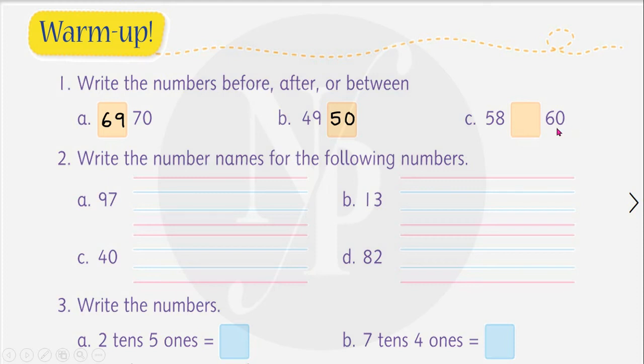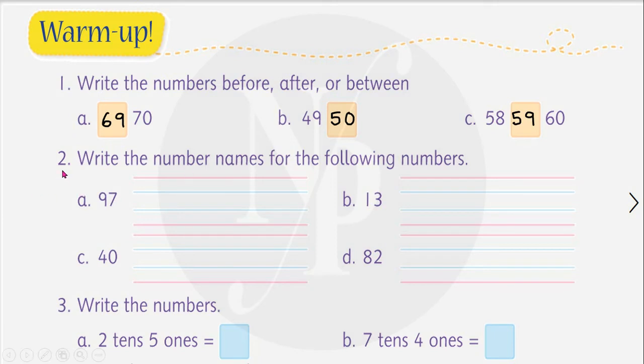Coming to C, a blank box is given between the numbers 58 and 60. So we have to write the number that comes between 58 and 60. The number between 58 and 60 is 59. So we will write 59 in this box. 59.